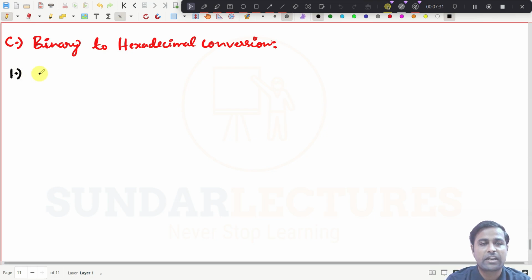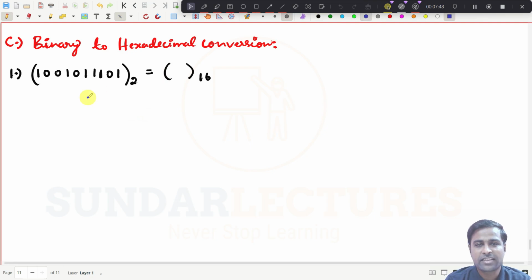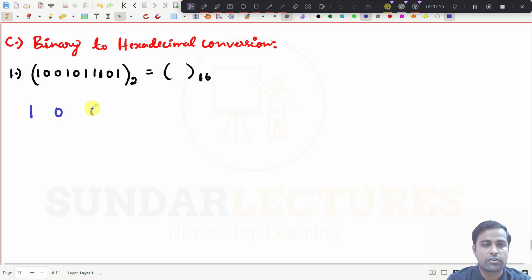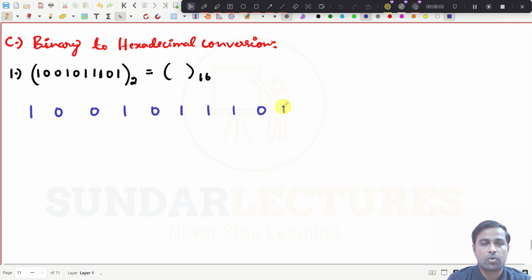Binary. So for example, you have 1 0 0 1 0 1 1 1 0 1 at the base of 2, and you need to convert this into the equivalent hexadecimal number. What do you do now? The same procedure. Procedure will be the same. Try to understand. That is why this is a separate category. 1 0 0 1 0 1 1 1 0 1.